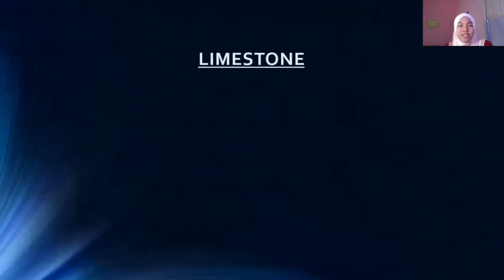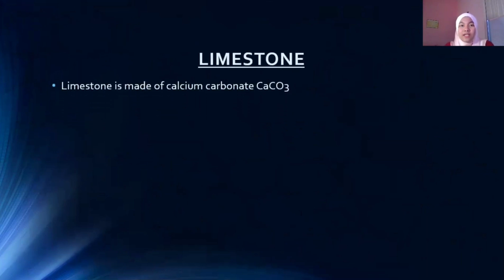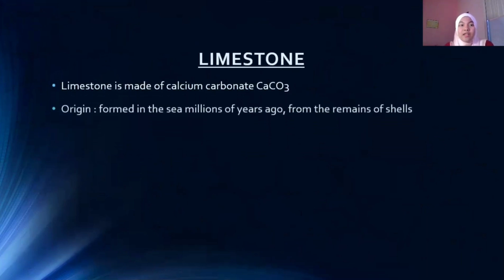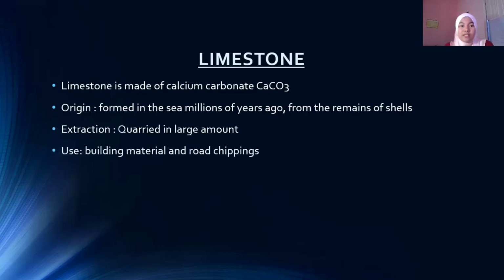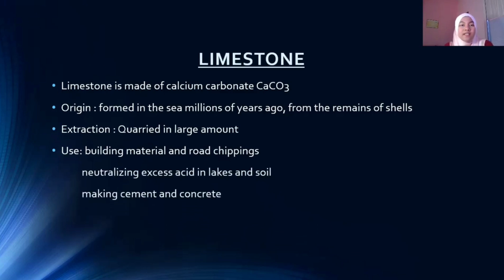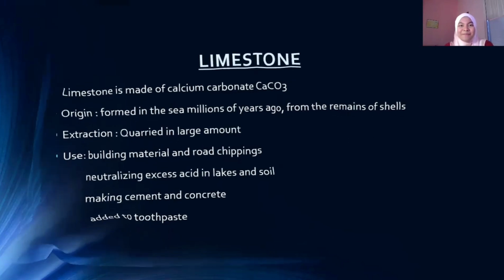First of all, I want to share with you about limestone. Limestone is made of calcium carbonate, CaCO3. It formed in the sea millions of years ago from the remains of shells. Extraction occurred in a large amount, so the uses are building material and road chippings, neutralizing excess acid in lakes and soil, making cement and concrete, and the last one is added to toothpaste.